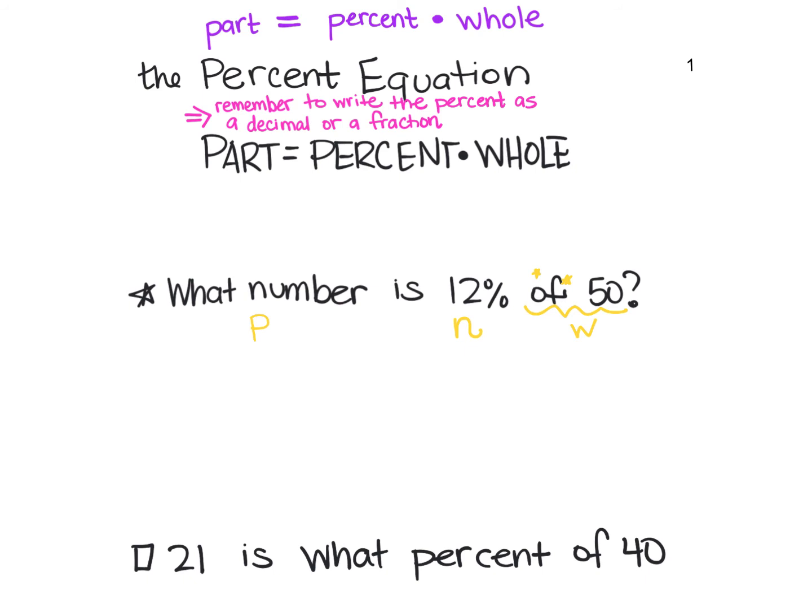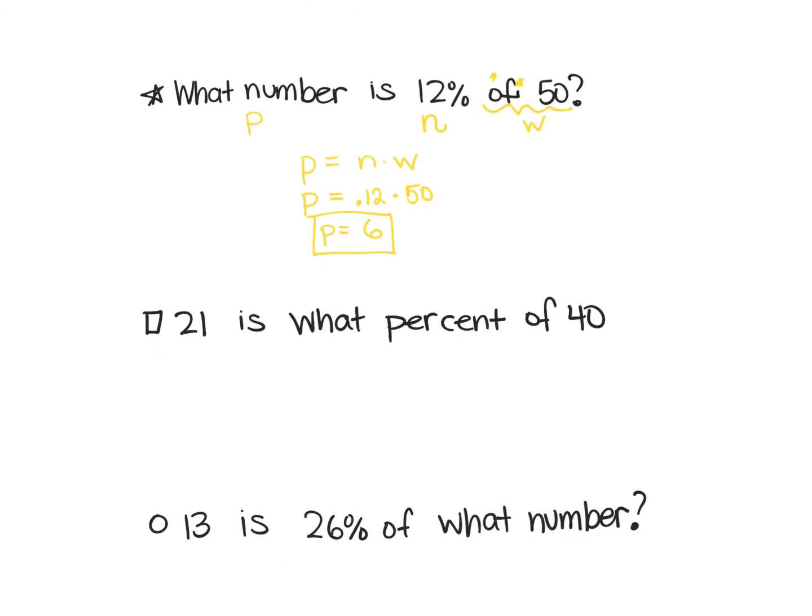So with our equation, part equals percent times whole, I am going to leave p as our variable for part. N, we know the percent, it's 12%. Remember, we have to write it as a decimal. And then we know our whole is 50. So when we plug this into our calculator, we're going to get 12 hundredths times 50, and we're going to get 6. So our answer here is 6. The part is 6. So 6 is 12% of 50.